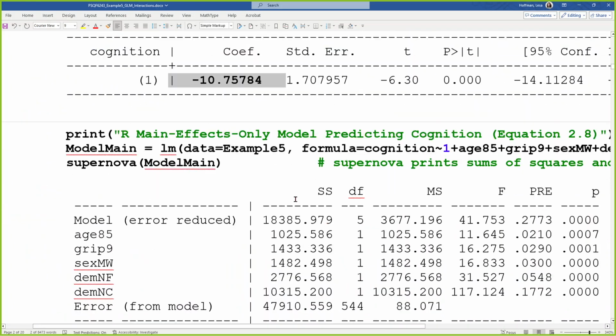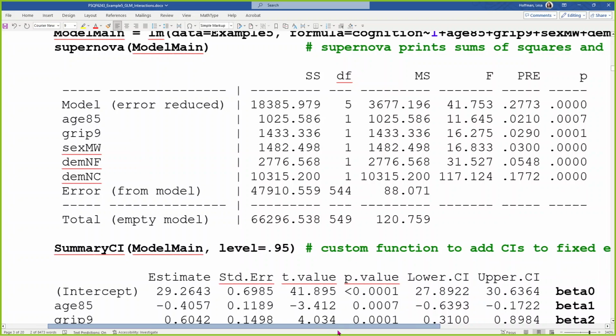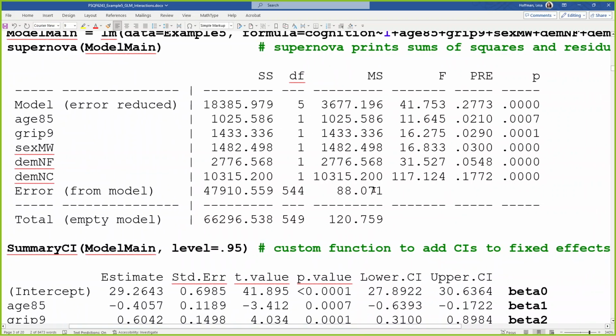All right, folks, here's your table. This is from the Supernova package. I like this because this is how every other software package presents these models, so it's nice. Where is your error variance in this table? Residual variance. Across from error under MS. Yeah, it's the last row here.